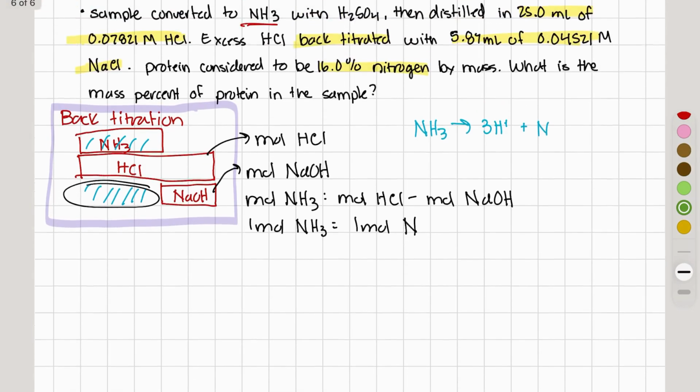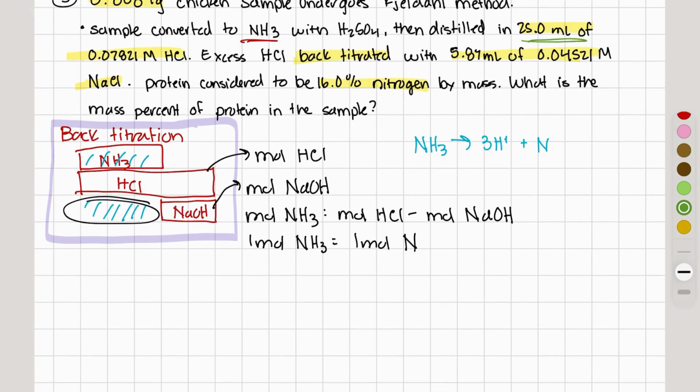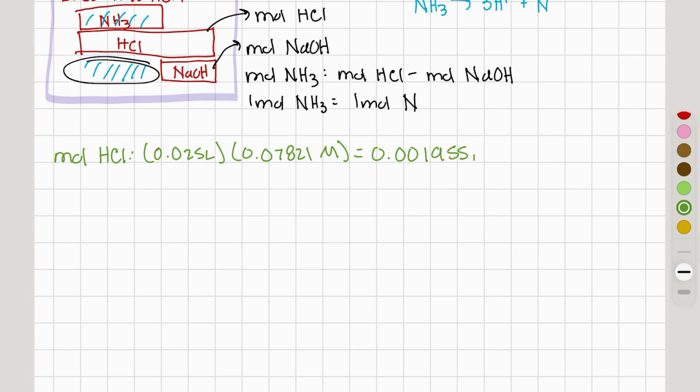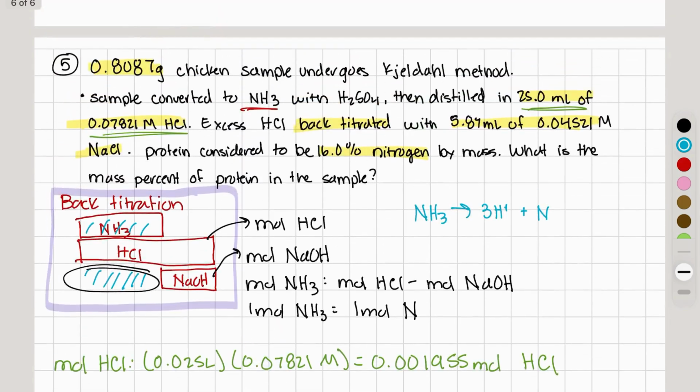So let's start with those moles of HCl. We can get that right here. To find that, I'm going to do moles of HCl equals 0.025 liters times 0.07821 molar. So it tells me I have 0.001955 moles of HCl. Alright, then I want my moles of NaOH. I can get that right here. Oh wait.